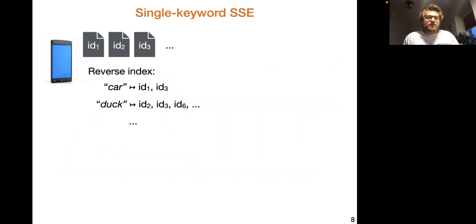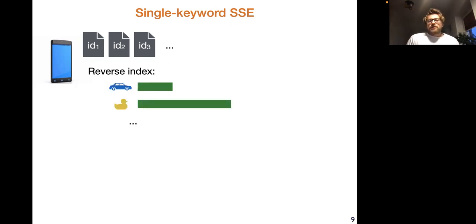In that context, we essentially have a reverse index. The database is essentially a set of documents, each identified by an identifier. Then in order to efficiently search matching documents for each keyword, we have an identifier list. Whenever we query the keyword car, we want the SSE scheme to retrieve ID1 and ID3. So essentially for each keyword, here represented as objects, we want to retrieve a list with all the matching identifiers.